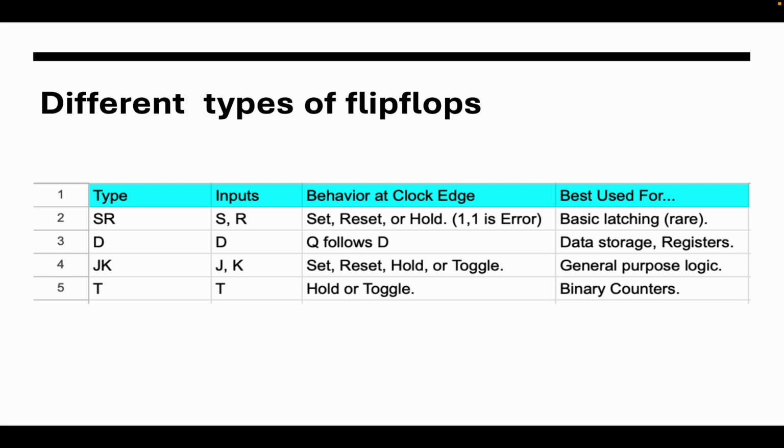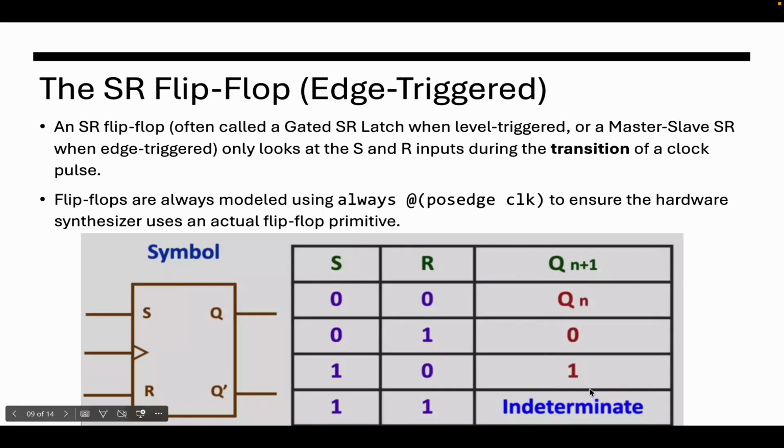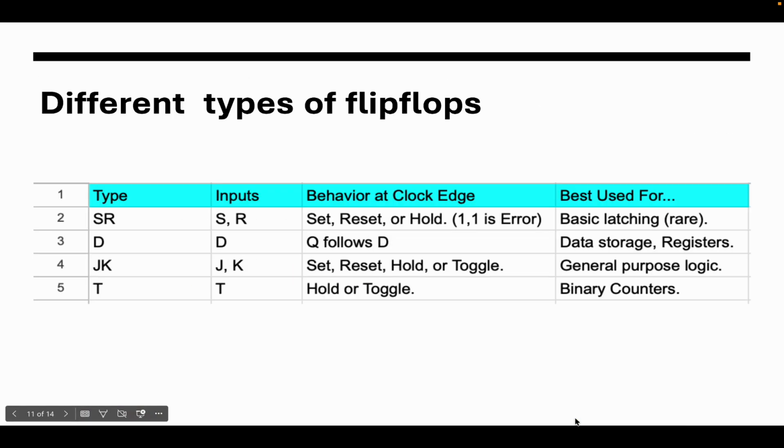Then we have different types of flip-flop. We have SR, D, JK and T. So here 1 1 is an error, because when we spoke about this, we talked about the indeterminate condition, right? So they have mentioned it as error. D is basic latching, Q follows D, used in data storage registers. JK is used for general purpose logic. T is used for binary counters.